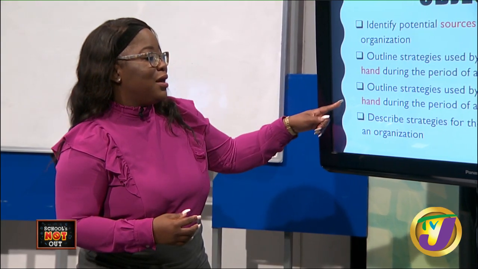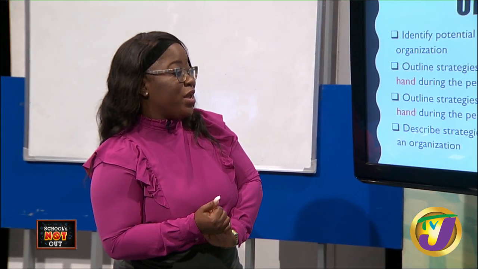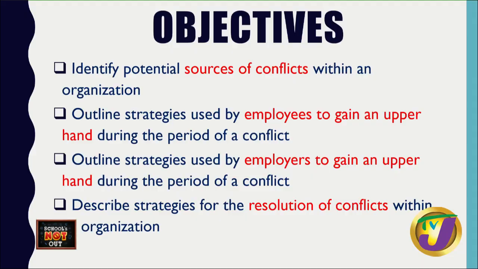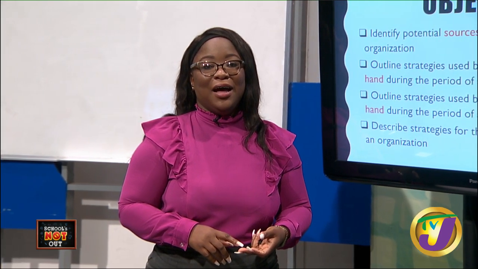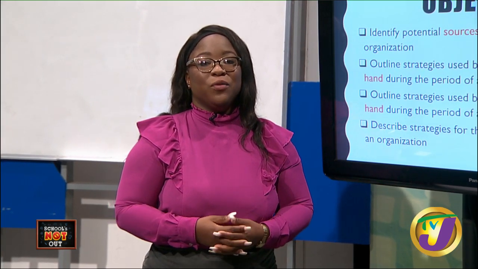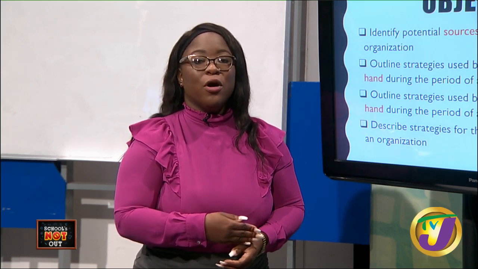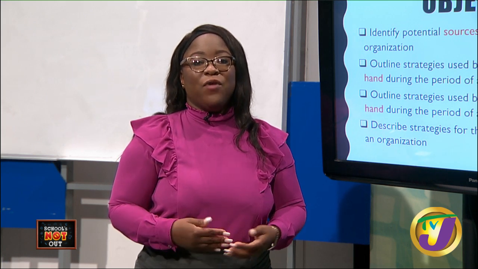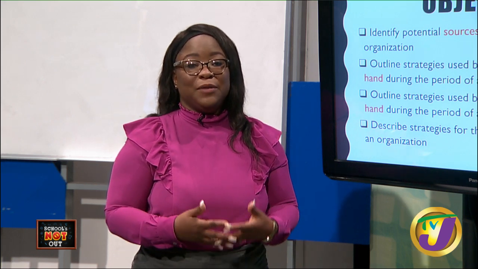We also attained objective 3. Let's look if we really achieved that objective. Were we able to outline the strategies used by employers to gain an upper hand during periods of conflict? Yes, we did. Let's hear some of them now. So we mentioned that employers may have a form of a lockout. We also mentioned that they may get replacement workers for persons who are really involved in industrial actions, especially if they decide to stay away from the workplace during that period of time.